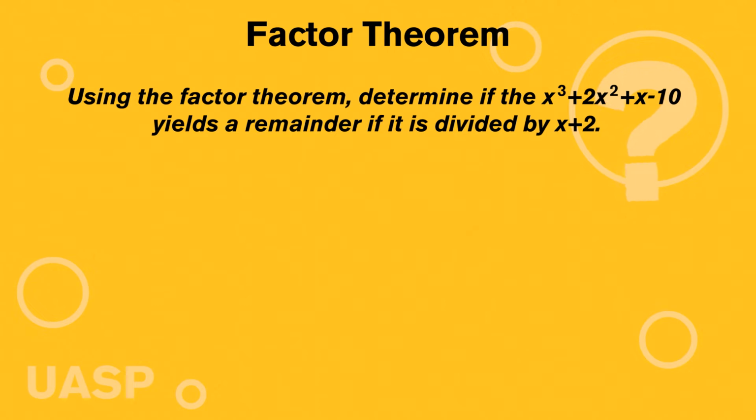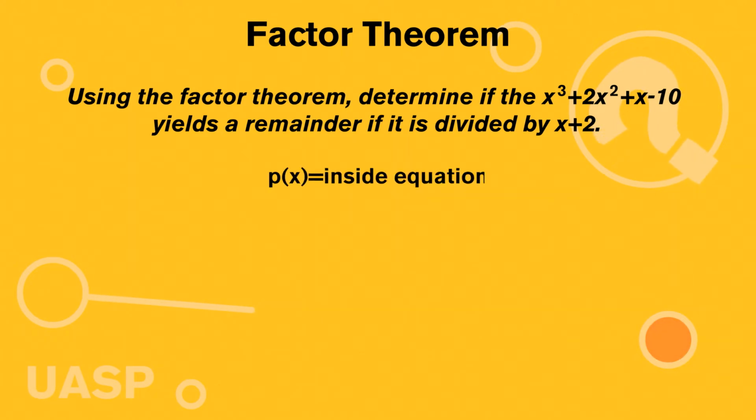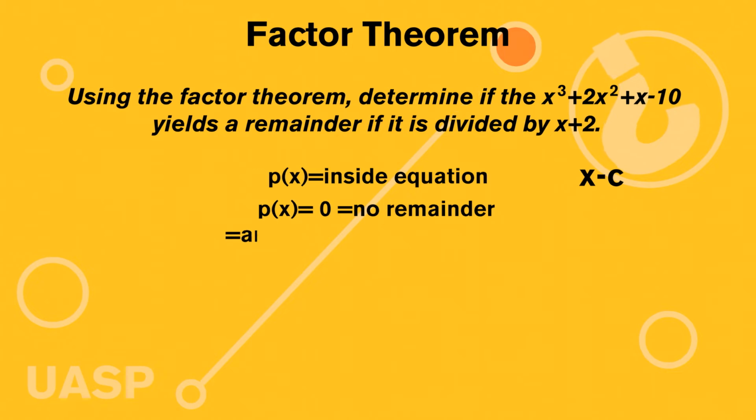So factor theorem says that if we have an equation p of x, and p of x is divided by something that resembles x minus c, where c is any constant, so that can be any integer value, positive or negative. If we take that c value and plug it into our p equation and it equals 0, that means there is no remainder. And if it equals anything else, that means there is a remainder.